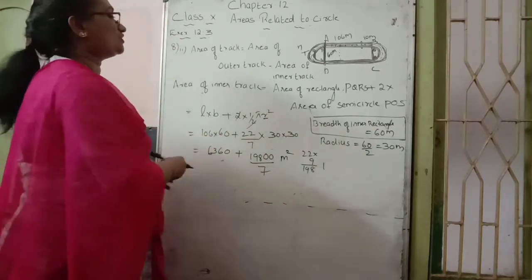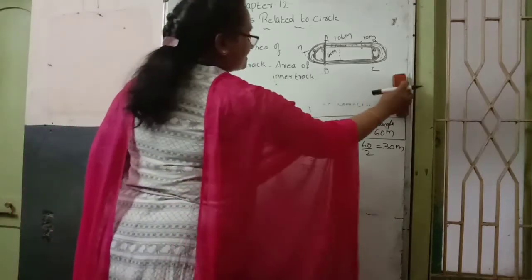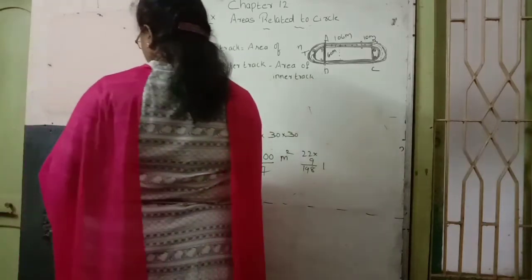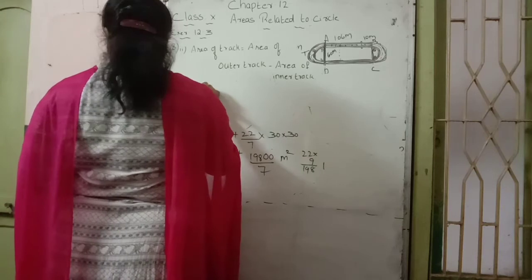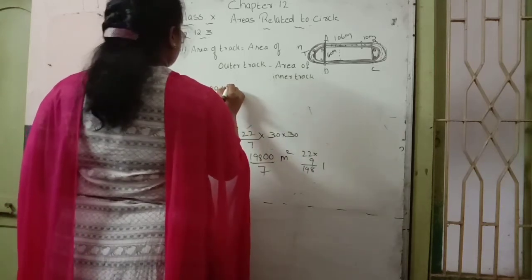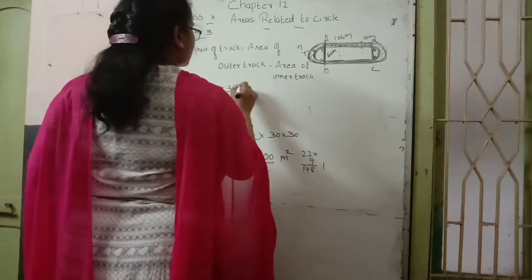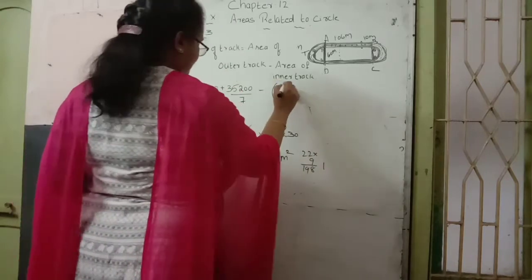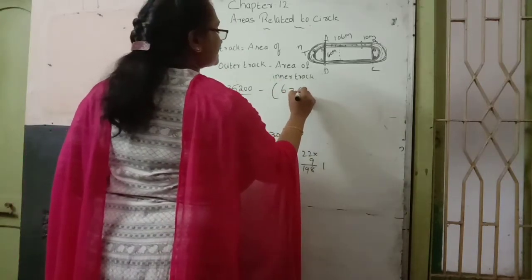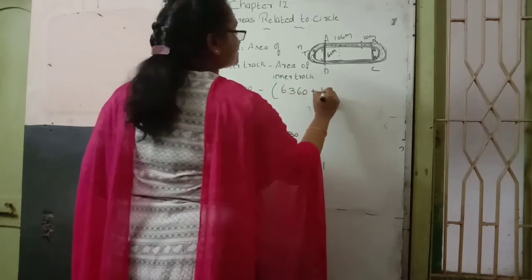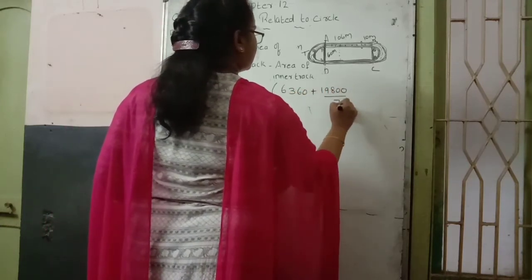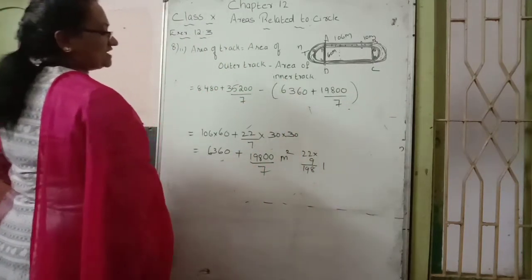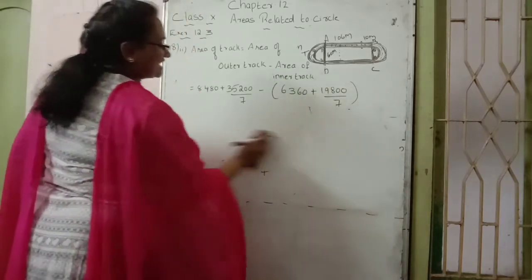Both are subtraction, doing time we get. So I am going to substitute the values here. Here, substituting in the outer track area: 8,480 plus 35,200 divided by 7, minus the inner part, 6,360 plus 19,800 divided by 7. Here, see, the subtraction symbol is multiplied with the inside bracket, and we open the bracket.